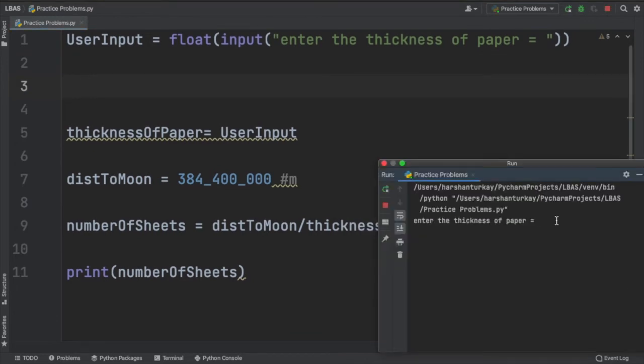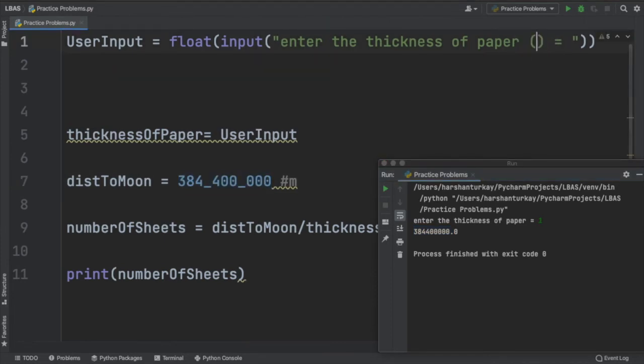Alright, now let's see if this runs. There's no error this time. So 0.01. Okay, no, actually we're going to do 1. As you can see, we get the same number here as the distance to the moon in meters. Alright, so I'll just edit the prompt here to say in meters.